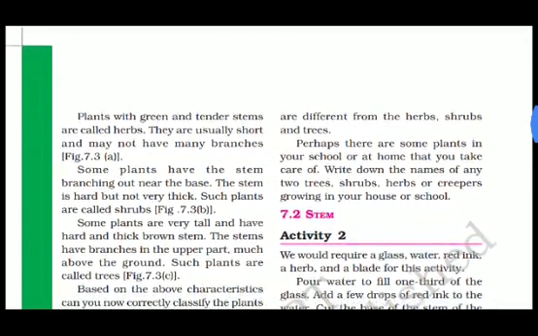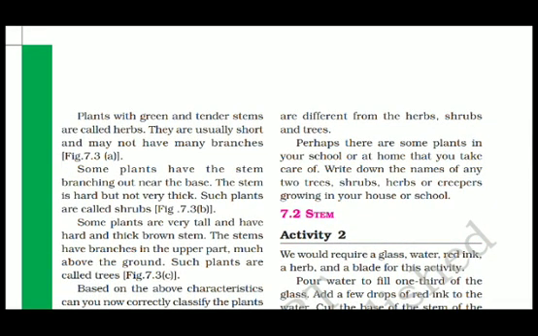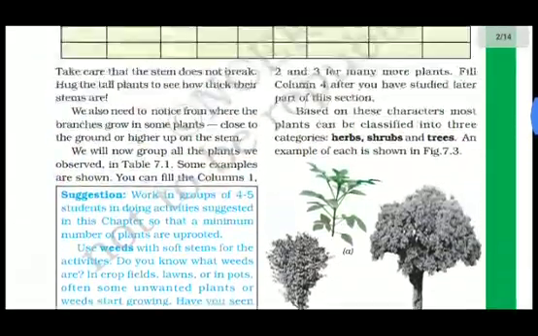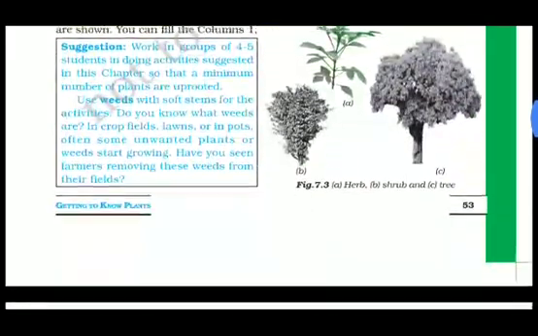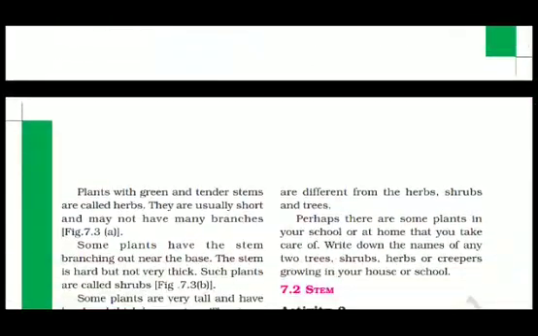And now we have to know what a herb, shrub and tree is, right? So when you see some plants that have a green and tender stem, like the potato, like the tomato, and they are usually very short and they may not have many branches. അധികം ബ്രാഞ്ചസ് ഒന്നും ഉണ്ടാവില്ല.